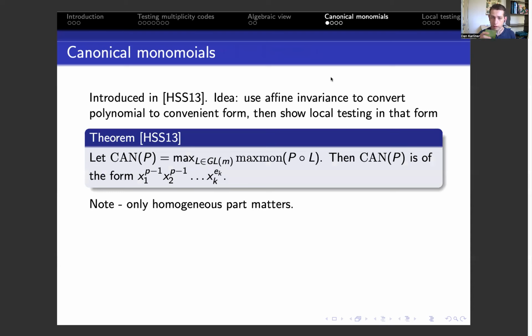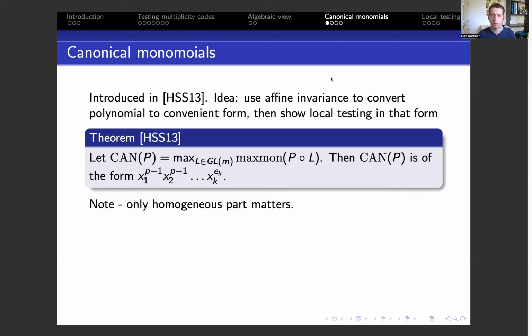So we adopt the technique introduced in the paper of Haramati, Shpilka, and Sudan in 2013 called canonical monomials. The idea is, because these codes are affine invariant, we can first use affine invariance to convert the polynomials to a form that's easy for analyzing, and then show our local testing in that form. I'll just make it clear. By affine invariance, I mean that if we take a codeword in our code and compose it with a linear map, then we get another codeword. When doing this for multiplicity codes, we have to be a bit more careful and apply some sort of chain rule again, but it does work.